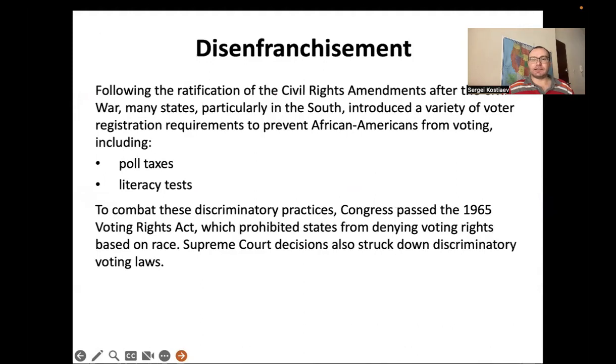Before the Civil Rights Act, minorities were discriminated against in the United States by various means. A couple of examples: poll taxes. Obviously, if you're less wealthy, taxes at the polling station could be prohibitive for you. Or literacy tests. Again, minorities' level of literacy was different back then. So the Voting Rights Act eliminated discrimination based on those things.